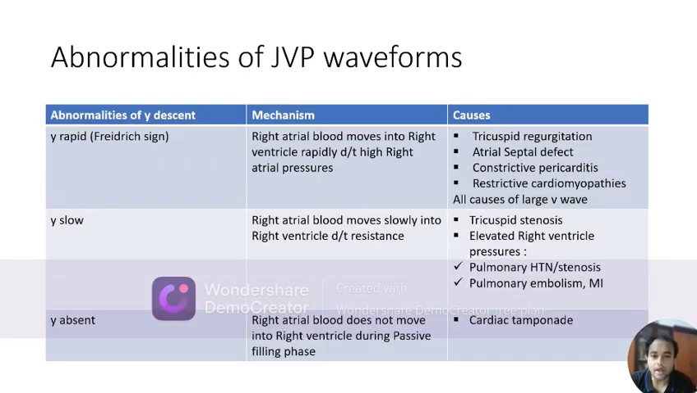Now, abnormalities of the Y descent. The Y descent happens because passive flow of blood occurs from the right atrium to the right ventricle, resulting in lowering of the right atrial pressures.